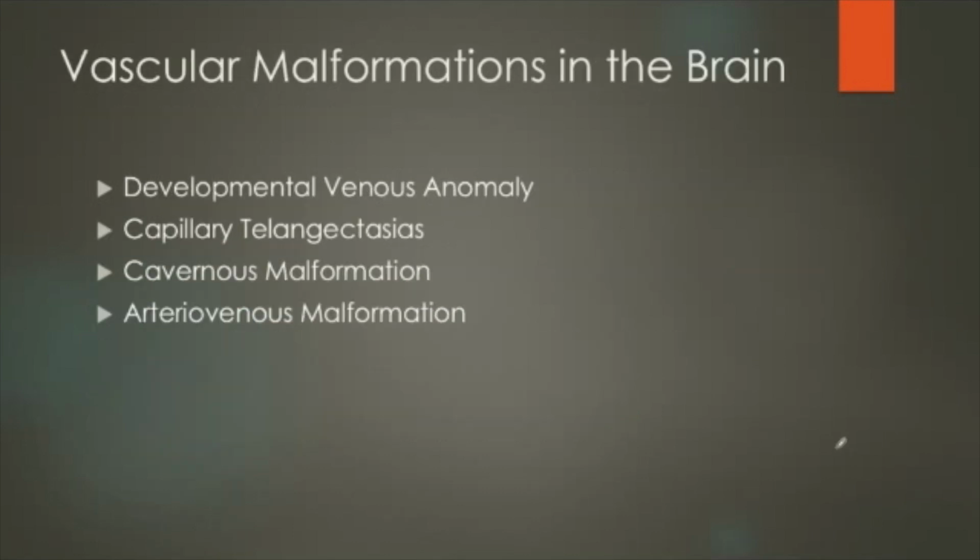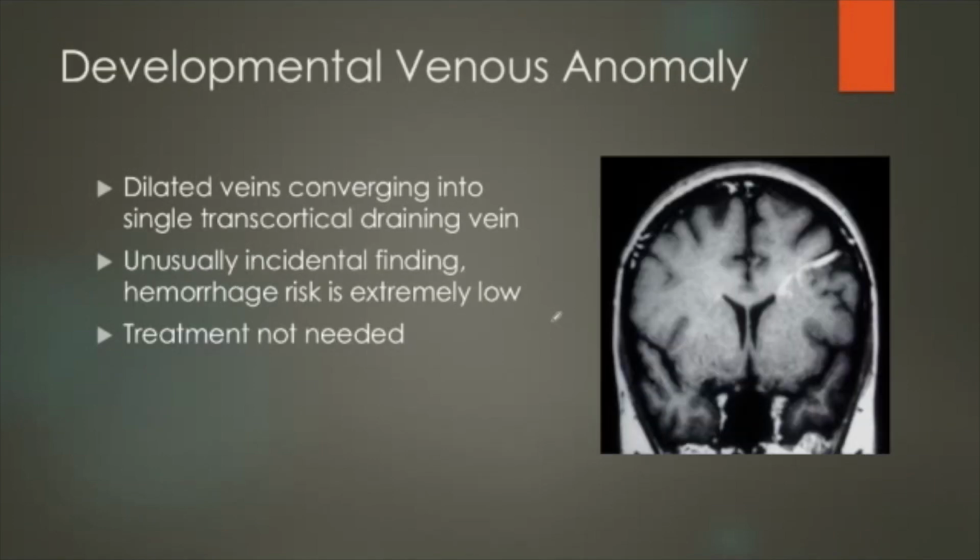Now moving on to vascular malformations that can occur inside the brain. Developmental venous anomalies are dilated veins that converge into a single transcortical draining vein, as seen here. They are usually an incidental finding, and the risk of hemorrhage is extremely low. Given this, treatment is not needed.